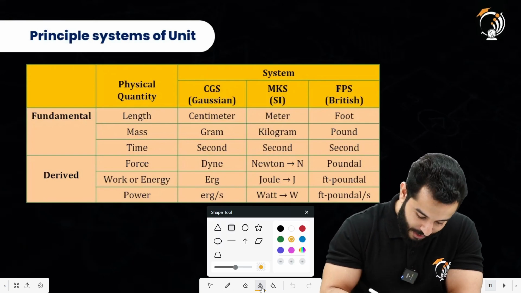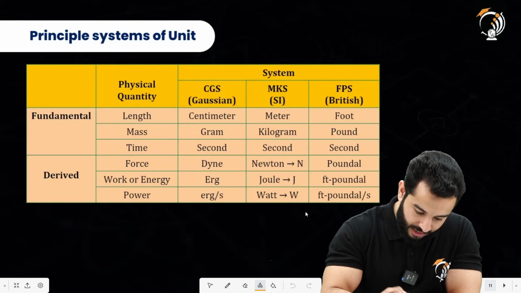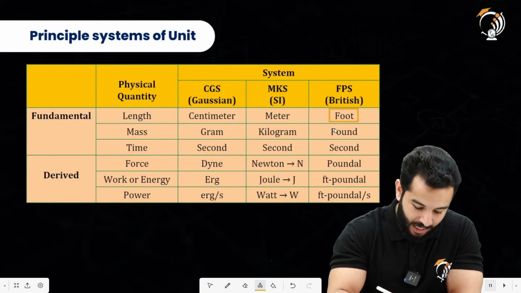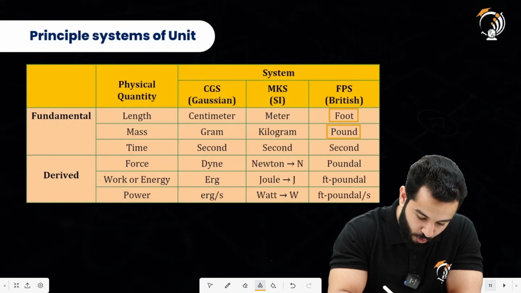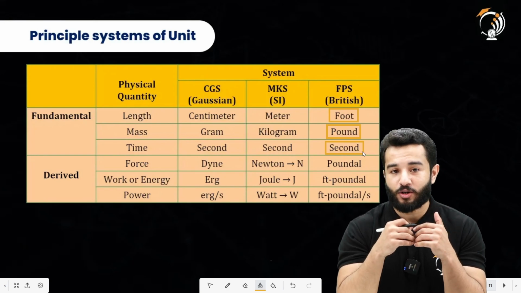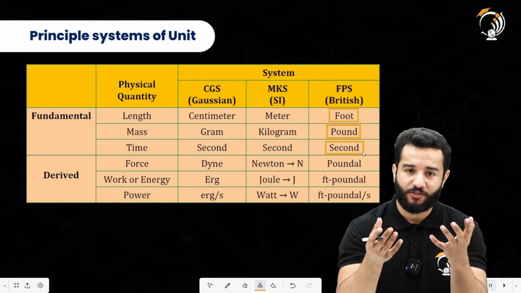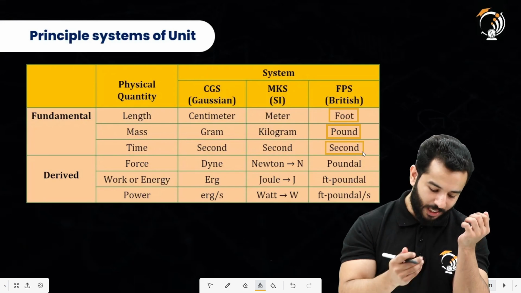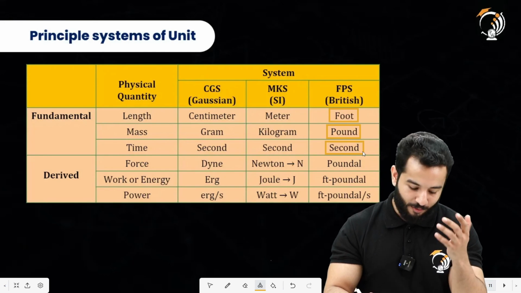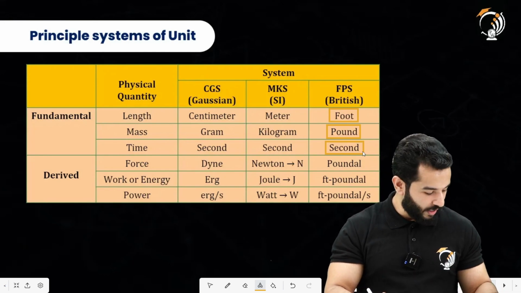For FPS, for length we are going to use foot or feet, for mass we are going to use pound, and for time we are going to use second, right? We can also write some derived physical quantities, for example work and power. Obviously we have many more, but we are going to start with these ones only.